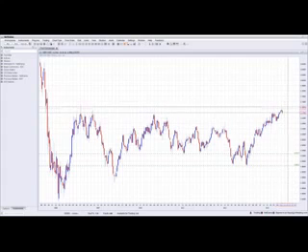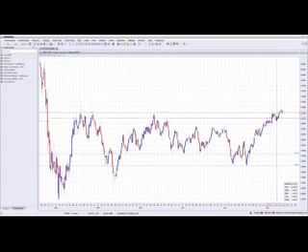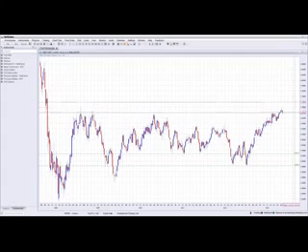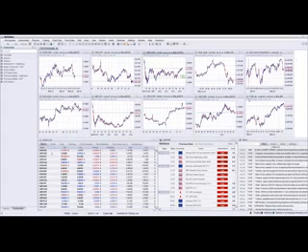Okay, so that 170 level is a major threshold for the GBP to go above. So I would probably anticipate we'd be consolidating just between the 167-ish level and 169-ish level until we see some sort of clear direction in economic news.